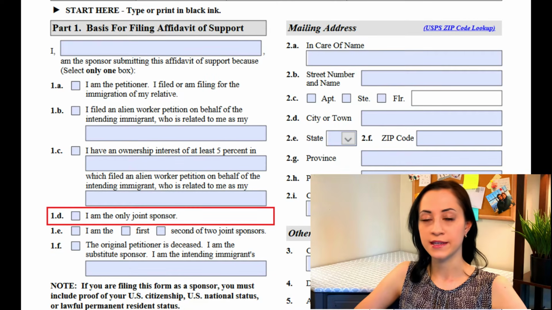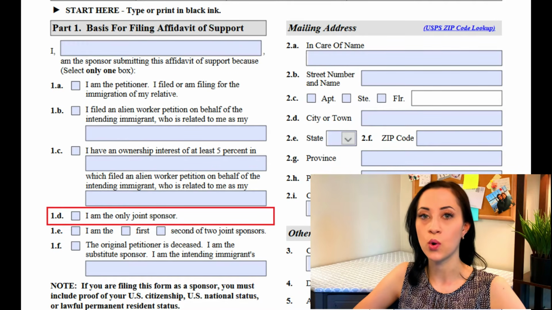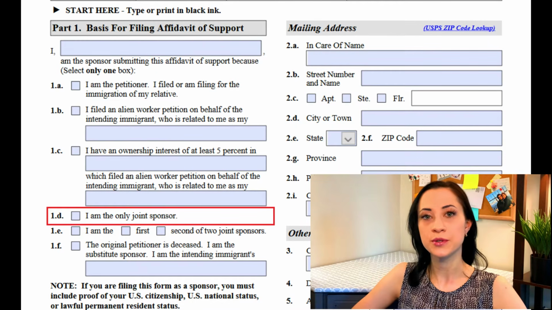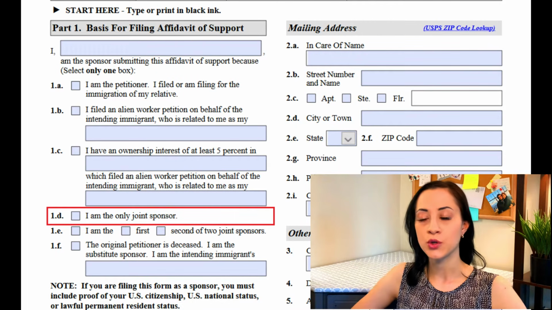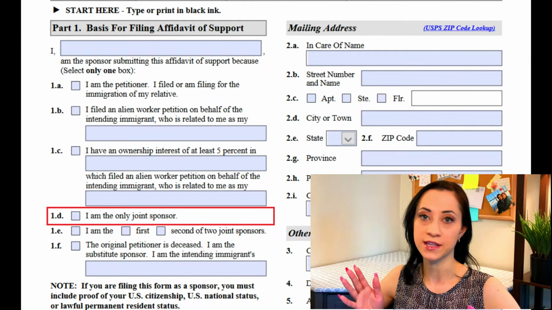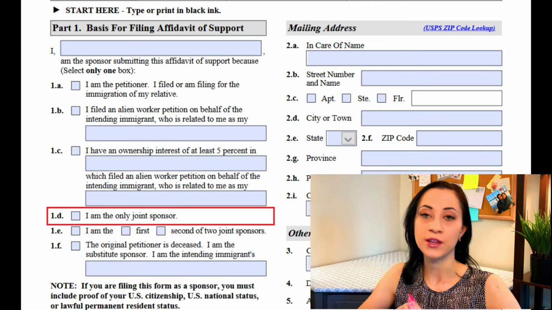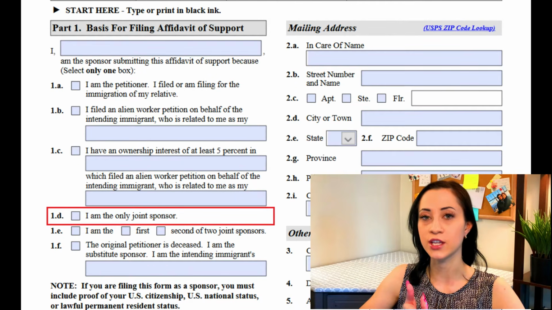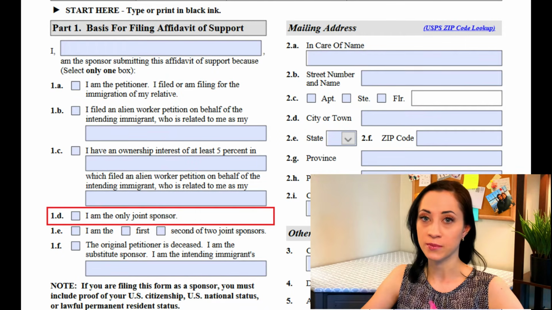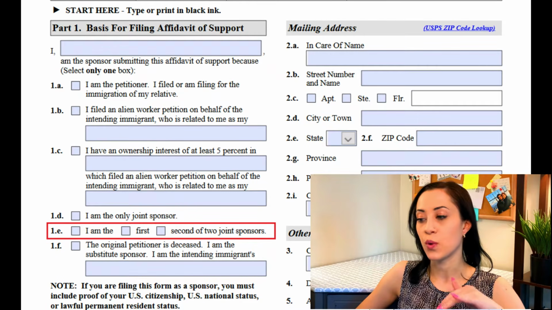Another important thing is that a joint sponsor cannot combine their income with the petitioner's income or another joint sponsor's income. So when it comes to using a joint sponsor, your income as a petitioner basically becomes irrelevant because you cannot combine those two. So basically, a joint sponsor will bear the majority of the financial responsibility for the intending immigrant.